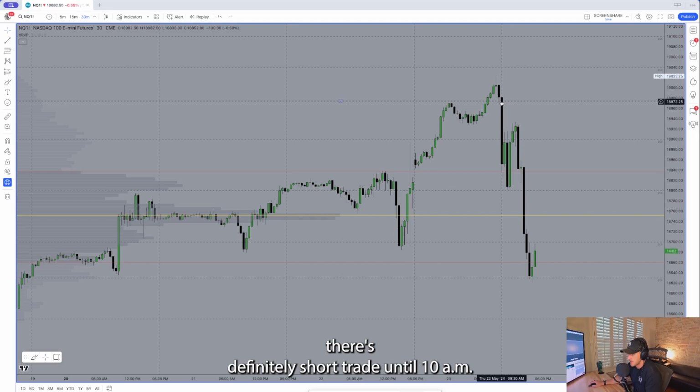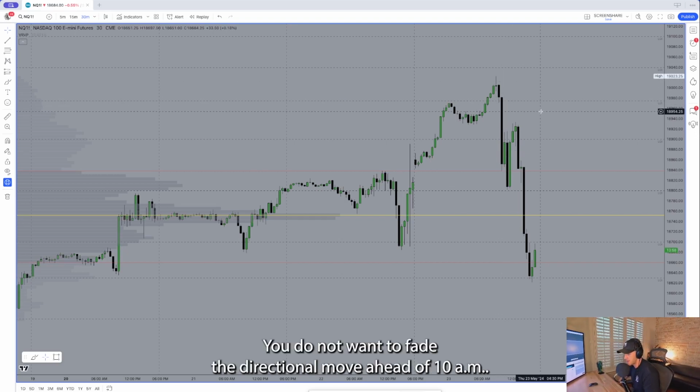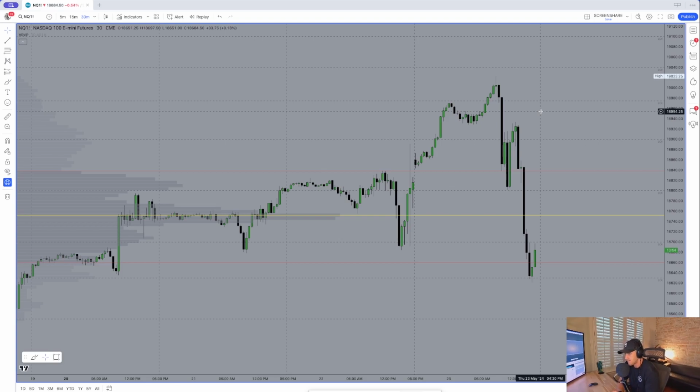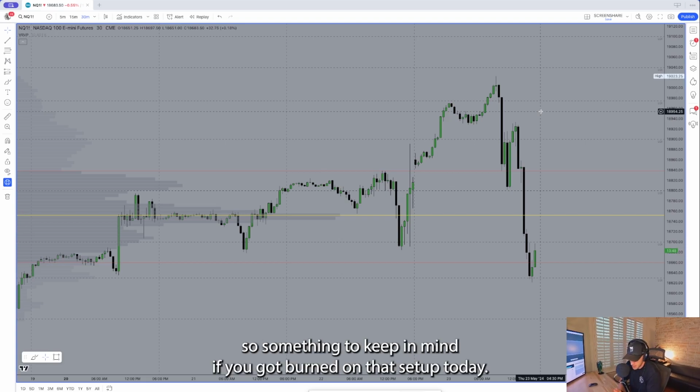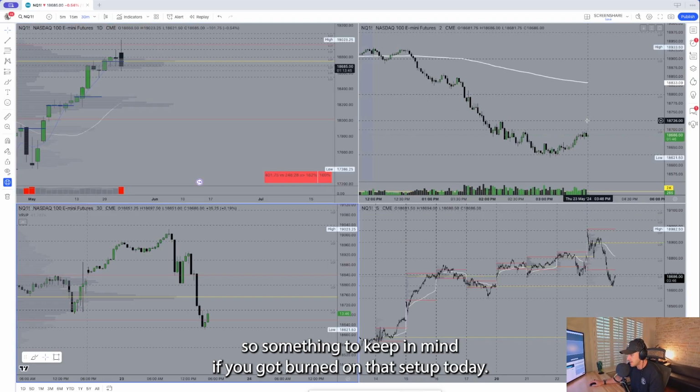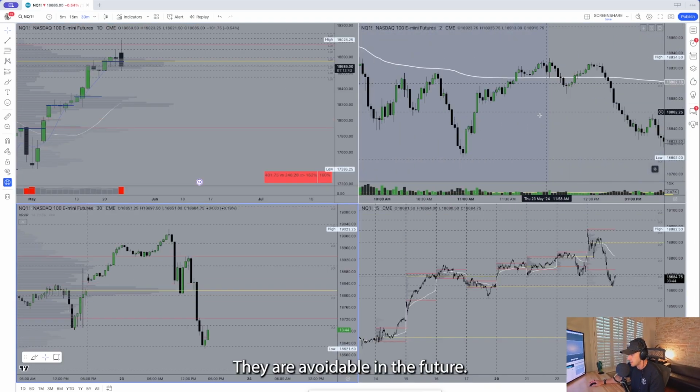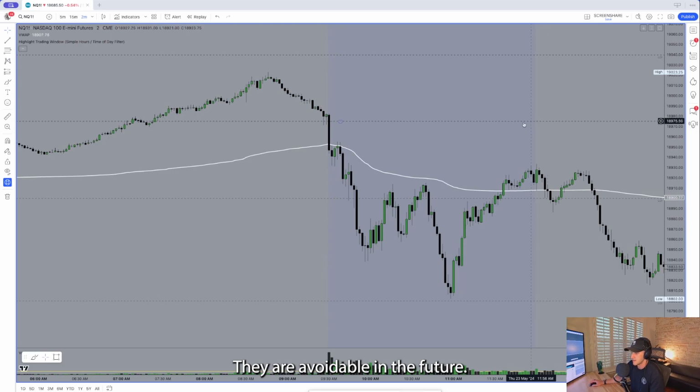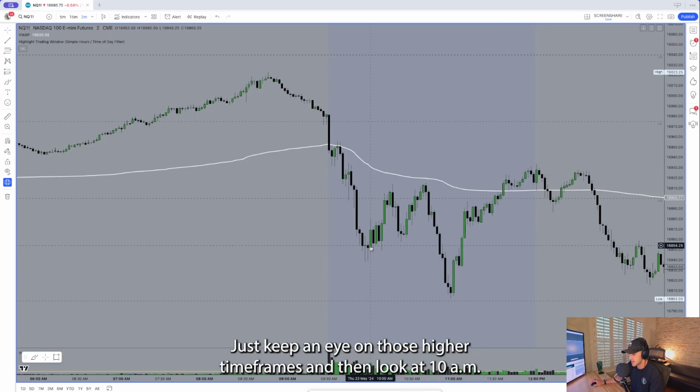There's definitely a short trade until 10 a.m., until that 10 a.m. reversal time. You do not want to fade the directional move ahead of 10 a.m. It's a rule that has served me well over the years. So something to keep in mind. If you got burned on that setup today, that's all right. They are avoidable in the future. Just keep an eye on those higher time frames and then look at 10 a.m.